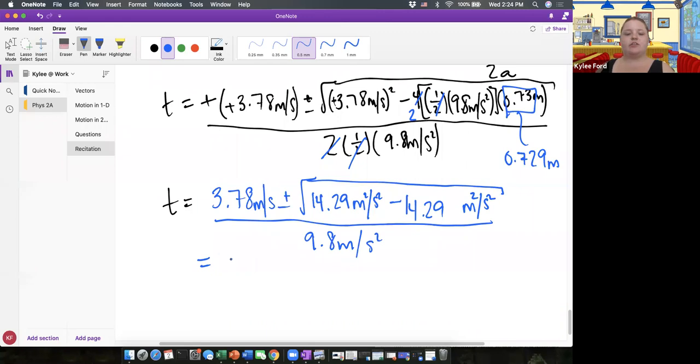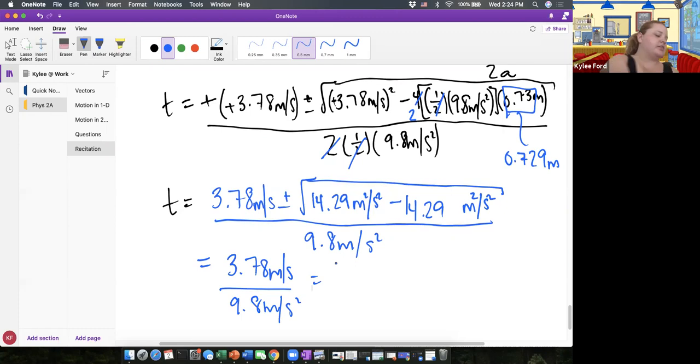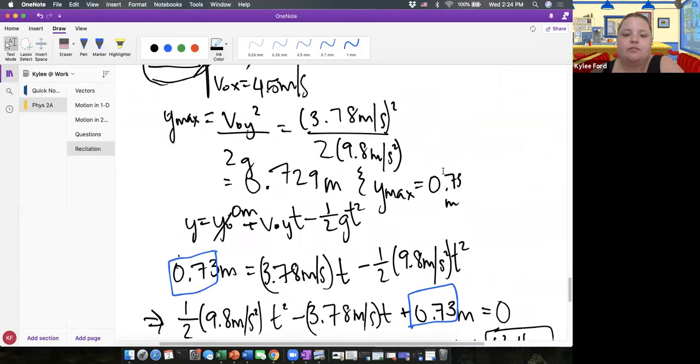So if that is 0, then I'm just getting 3.78 meters per second over 9.8 meters per second squared. Let's see what that is. So 3.78, 9.8, 0.38 seconds? Actually 3.9. That doesn't seem like very much time. Let's see.